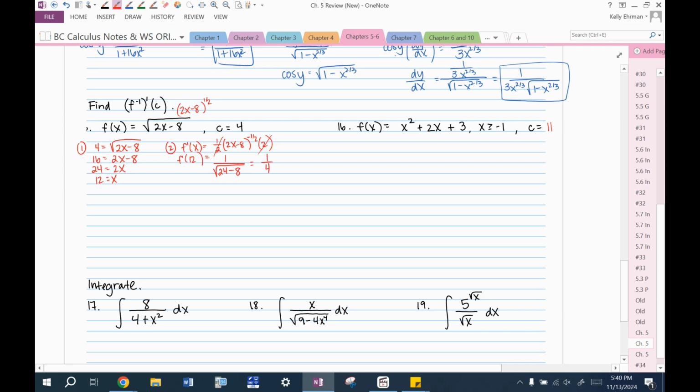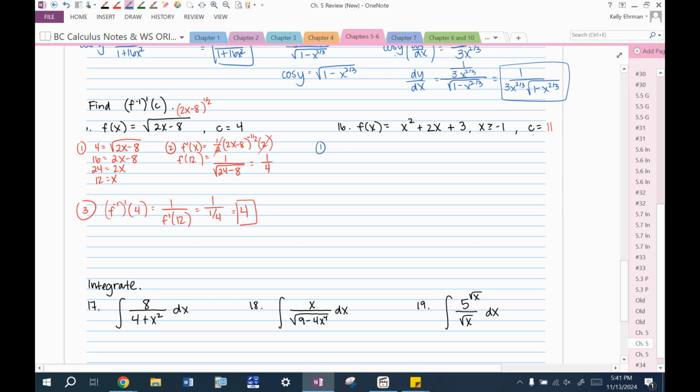So that's 1/4. And then to get the final answer here, f inverse prime of 4 is equal to 1 over f prime of 12. That's 1 over 1/4, which is equal to 4. Same steps, just different numbers for the next one.